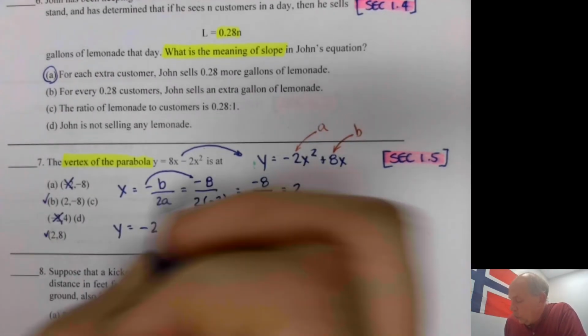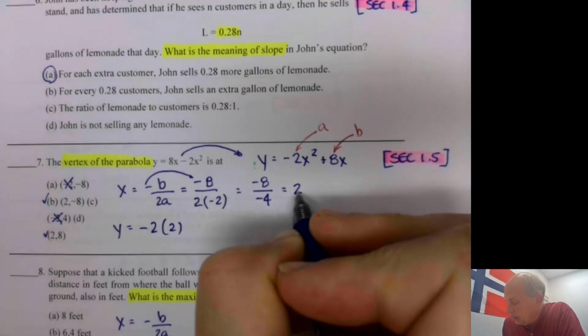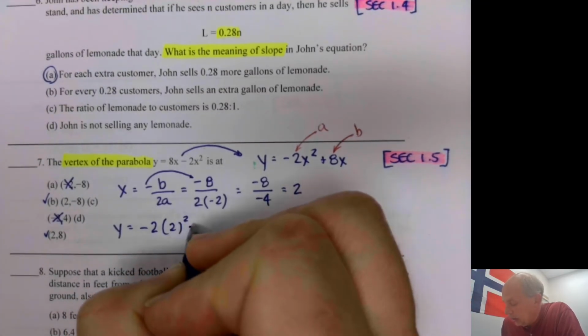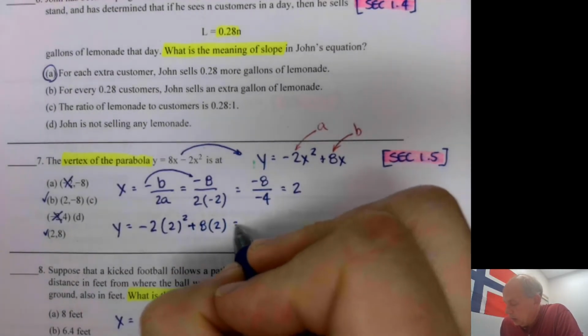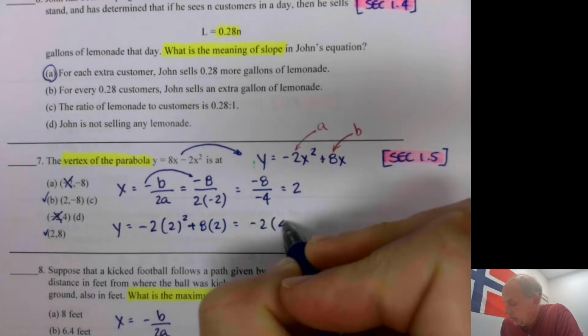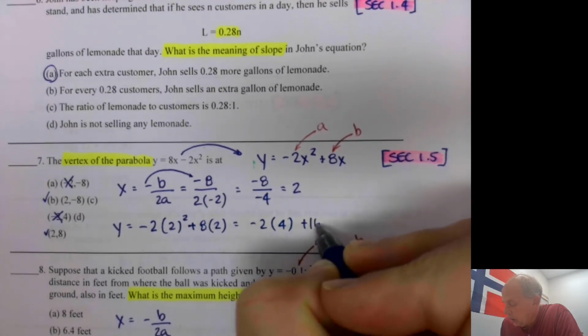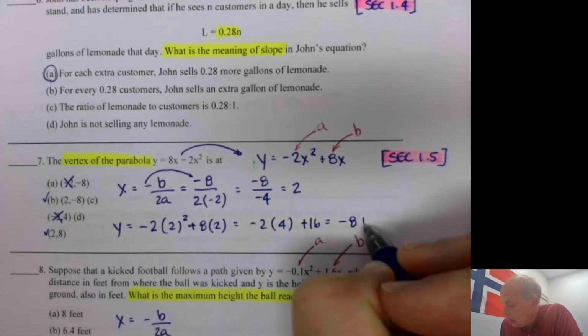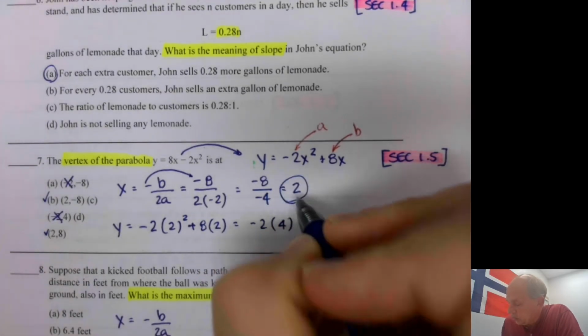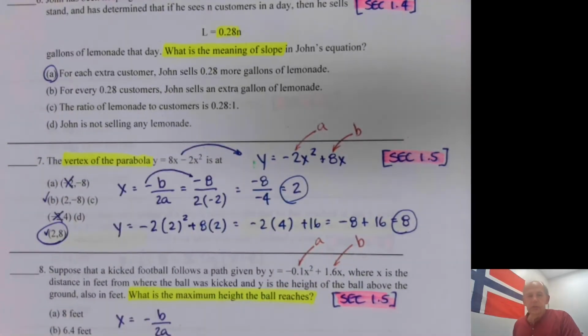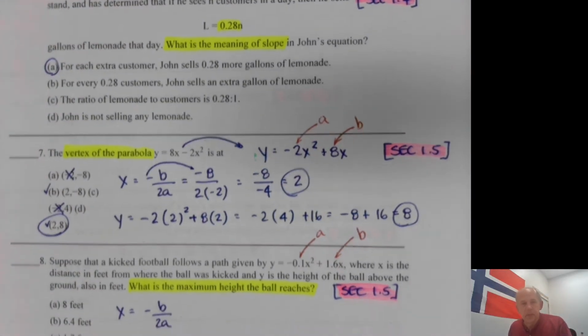To find the Y coordinate, all I do is plug in the X coordinate of 2 into my model. So I have negative 2 times 4 plus 16, or negative 8 plus 16, positive 8. My answer is 2. So there's how you do 7.